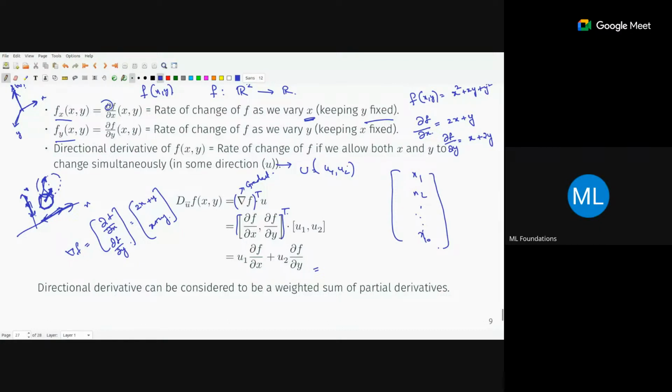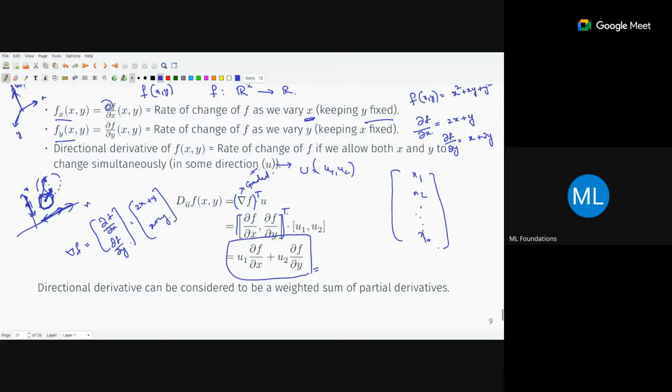If it is not a unit vector, you just have to make it a unit vector by dividing by its norm, the length of the vector. You divide it by the length of the vector and you will get a unit vector. But yes, it should be a unit vector. Okay. So u is u1 comma u2. If I do the dot product, I'm going to get u1 del f by del x plus u2 del f by del y.